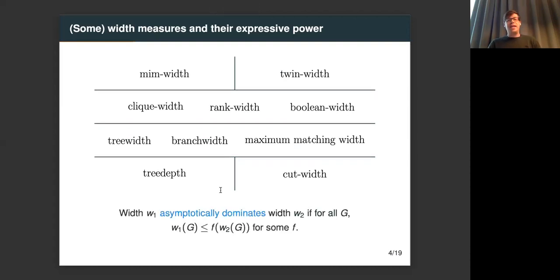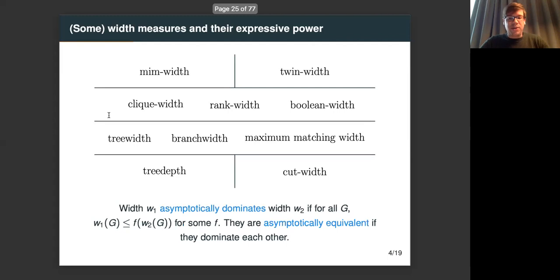So what does that mean? We say that some width measure W1 asymptotically dominates another width measure W2 if there are more graphs of bounded width for W1 than for W2, or in particular, if the width W2 is bounded, then width W1 should also be bounded. For example, Clique-width dominates Treewidth because every graph of bounded Treewidth has bounded Clique-width, but not the other way around. Okay, so this is what we say. So we would say that Clique-width asymptotically dominates Treewidth.